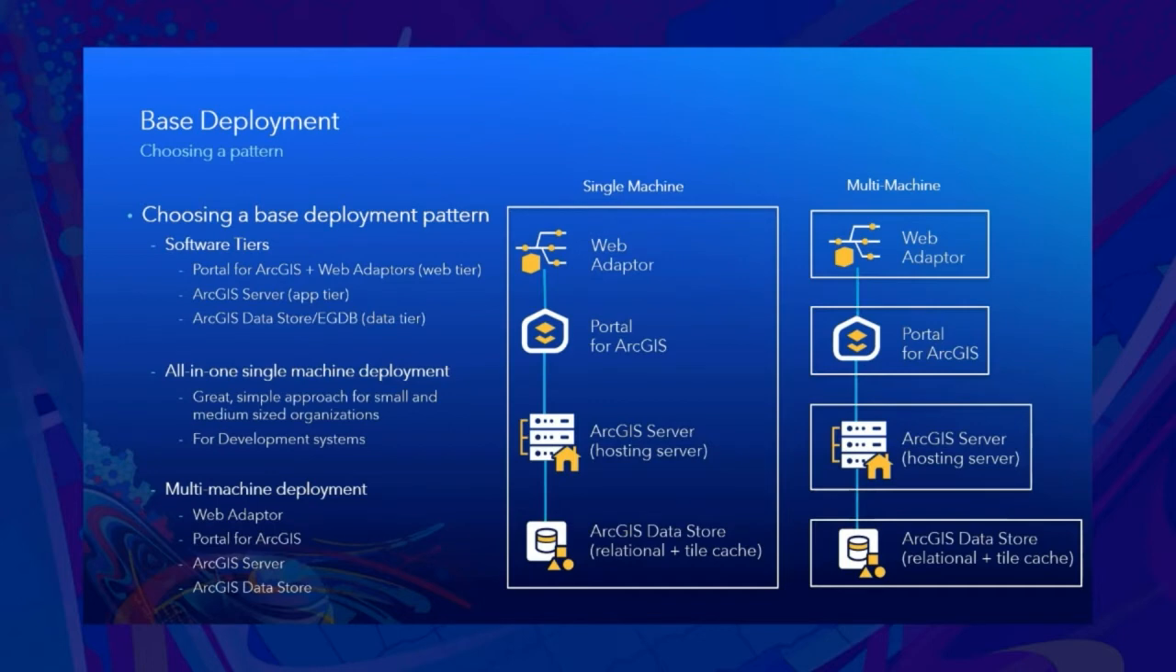So now we know a bit about a logical base deployment. We know a little bit about the parts. Well, let's talk about deploying it. How do we want to do that? So the first thing you need to think about is choosing a pattern that works for you. You can go into a single machine deployment where we take all the different parts of ArcGIS Enterprise and put those on a single machine.